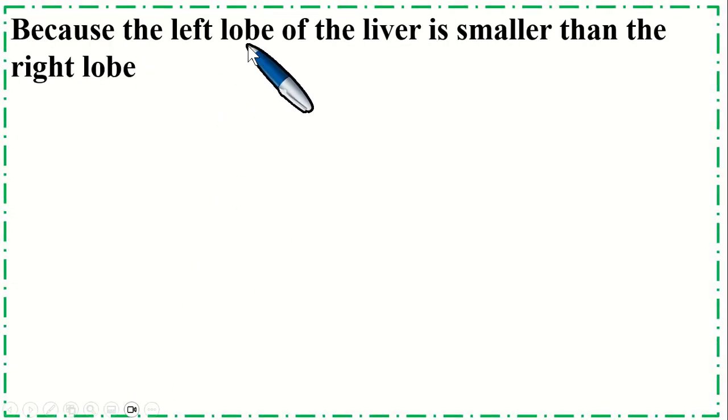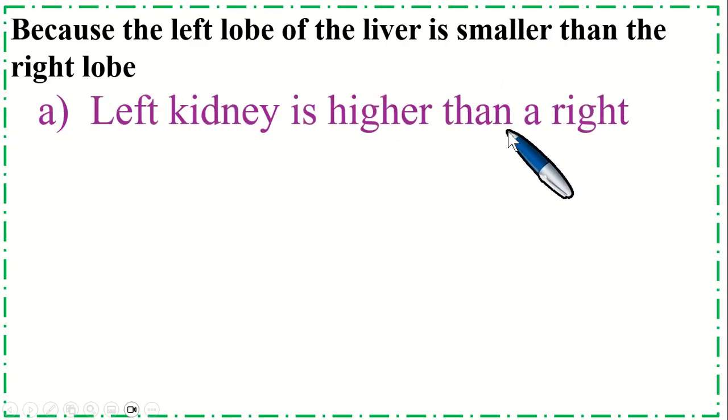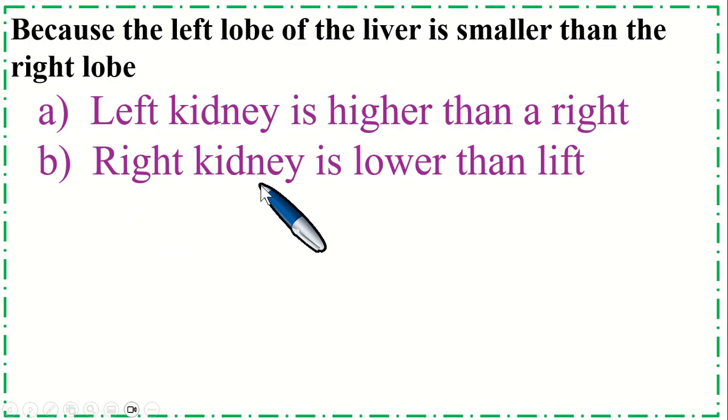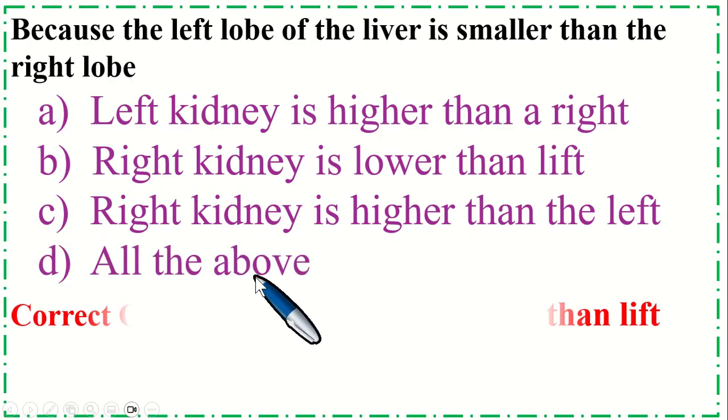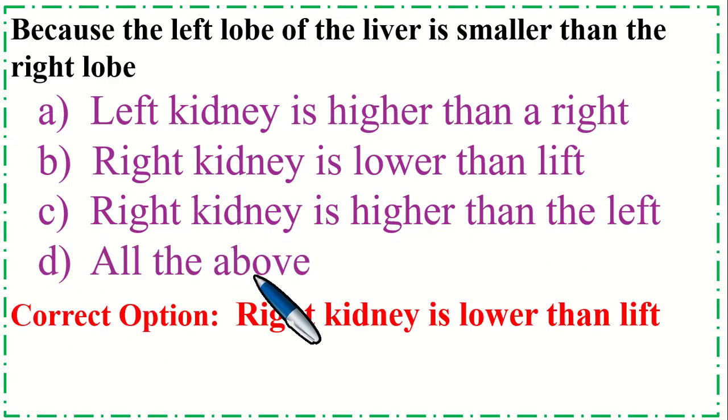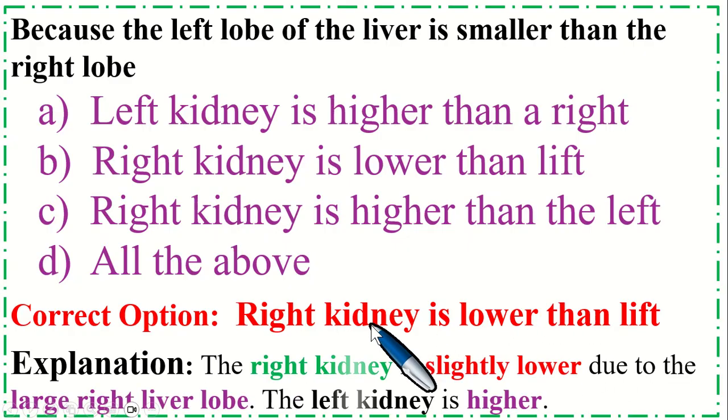Because the left lobe of the liver is smaller than the right lobe, option A, left kidney is higher than right, B, right kidney is lower than left, option C, right kidney is higher than left, and option D, all of the above. So the correct option is right kidney is lower than left. Explanation: the right kidney is slightly lower because the right lobe of the liver is larger. The left kidney is higher.